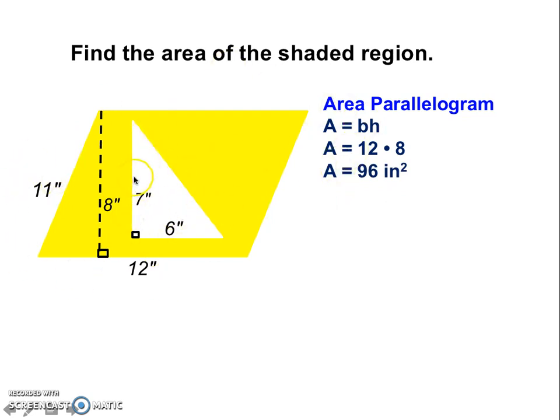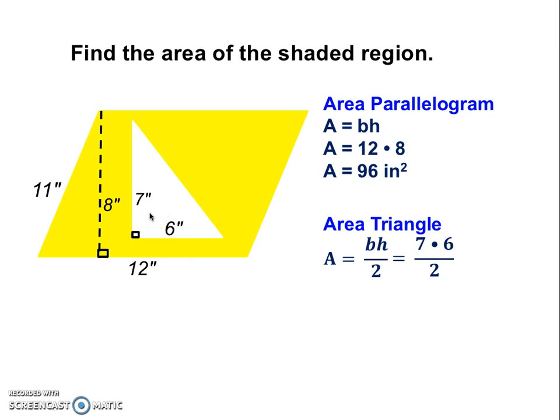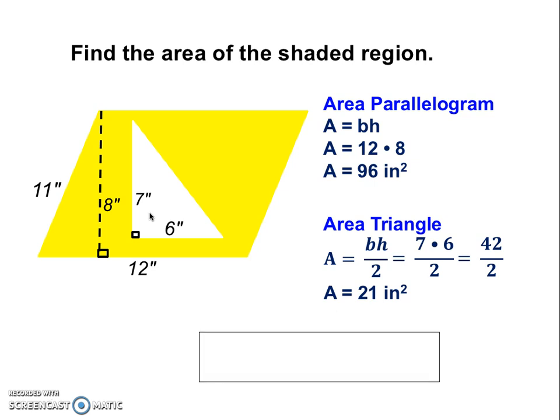That would be including this triangle on the inside. Then I need to find the area of that triangle. Remember, the formula for the triangle is 1/2 base times height, or base times height divided by 2. So I'm going to have 1/2 of 6 times 7. 6 times 7 gives me 42. 42 divided by 2 is 21. So that's 21 inches squared. For the area of the shaded region, I'm going to take my 96 minus 21, and that gives me 75 inches squared.